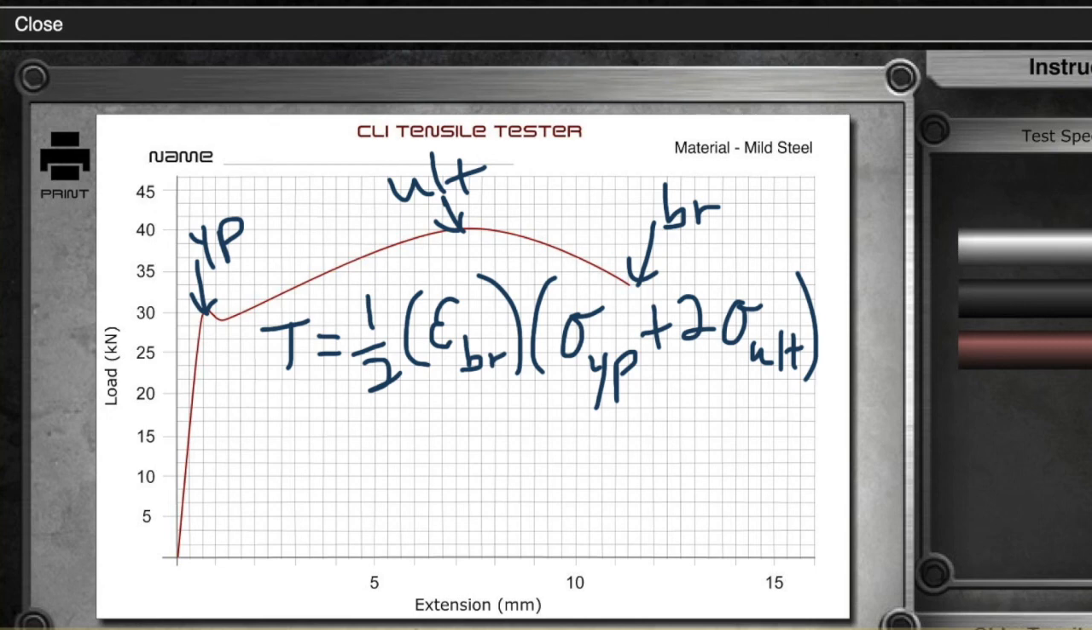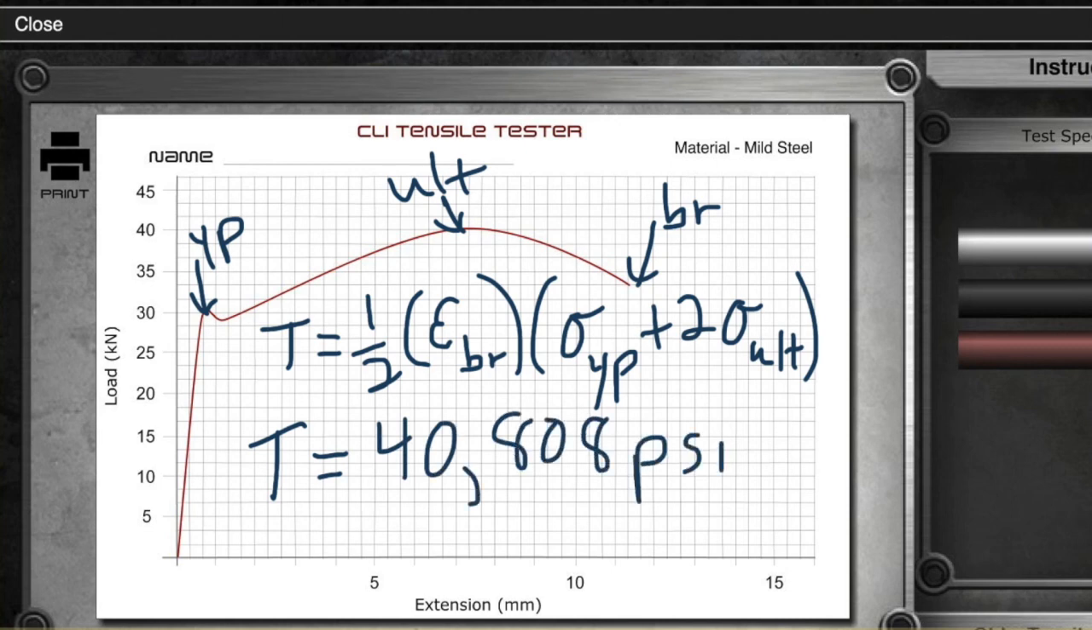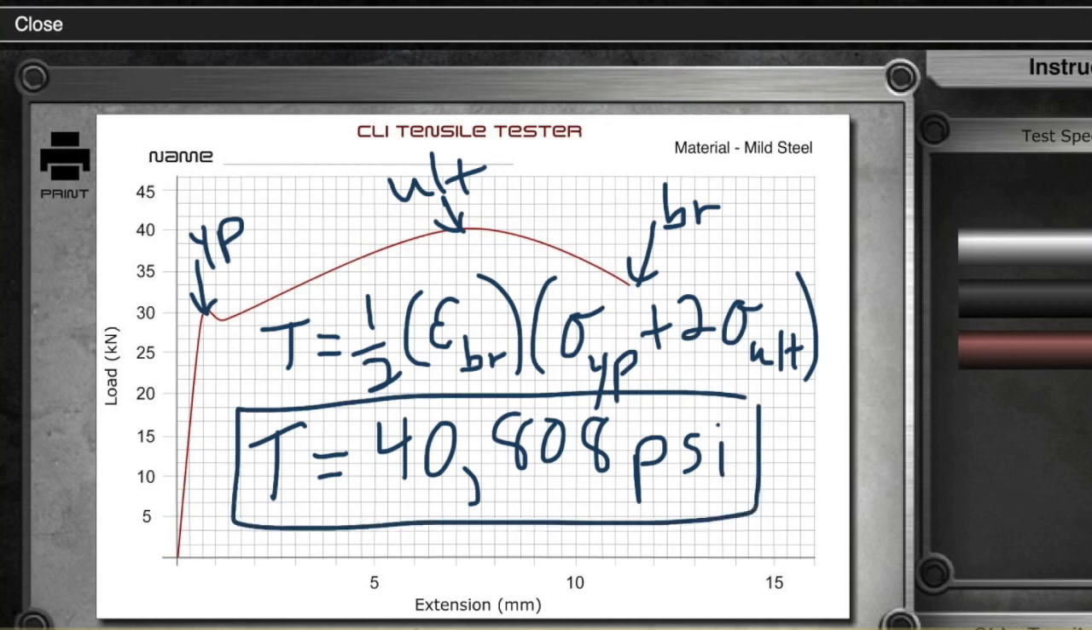So you could put all the things you have, you have all these calculated, you put them all into the equation, and your toughness, at least what I came up with, I think was about 40,808 psi for the toughness. Okay, so that's how you do all 6 of those calculations on these.